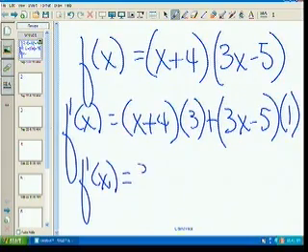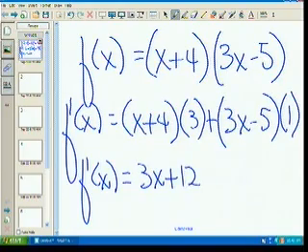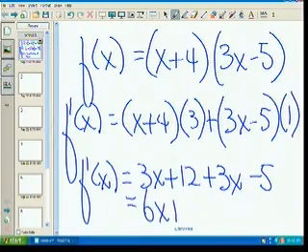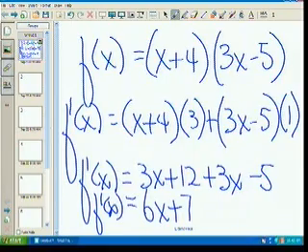So 3x plus 12 plus 3x minus 5. So the derivative is what? 6x plus 7. So how can we check that? Multiply out the thing. Okay, let's multiply the top, x plus 4 times 3x minus 5, use the power rule, which we already had, and see if we don't get the same answer.